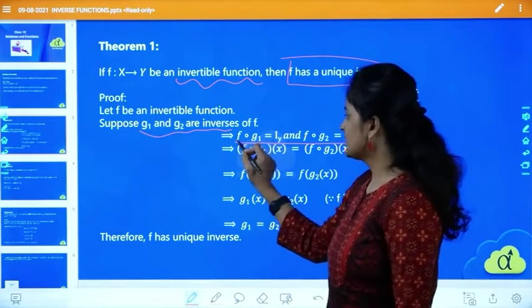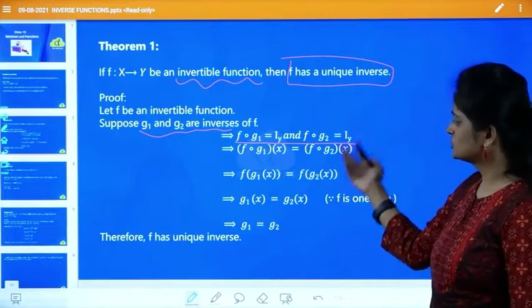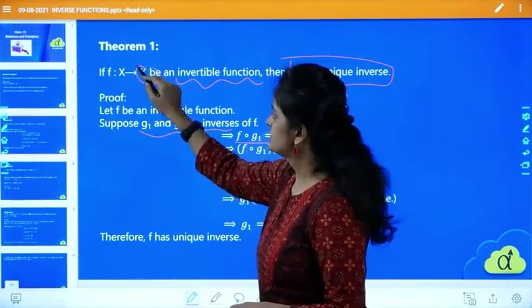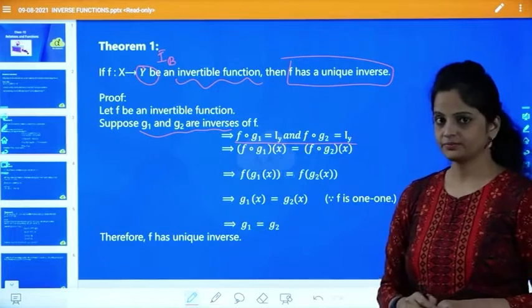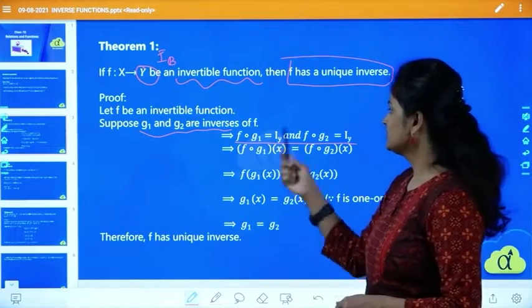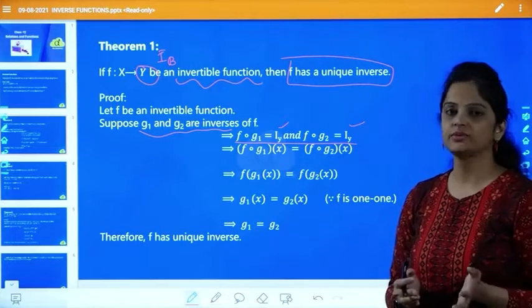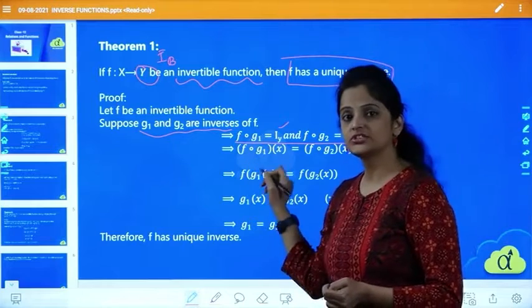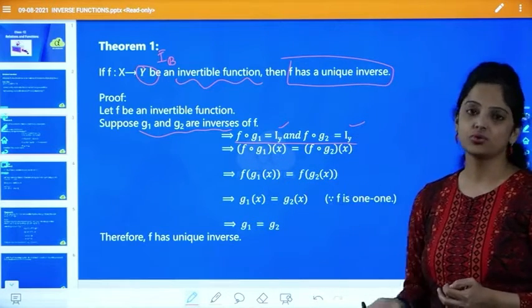So if I take F composition G1 as I_Y and F composition G2 as I_Y, because the set B is there, instead of B I have to take Y. According to the definition both are equal. RHS are equal means LHS are equal. So I can take F composition G1 of X is equal to F composition G2 of X.